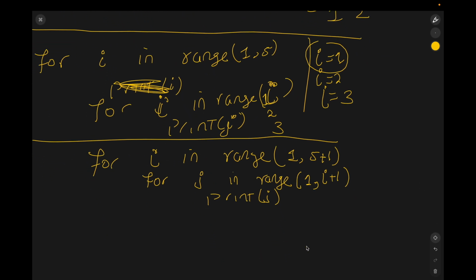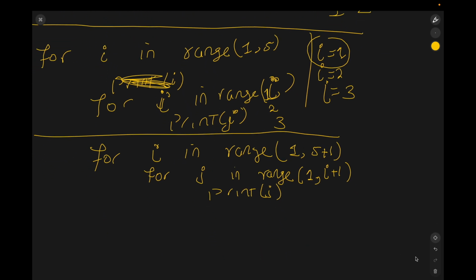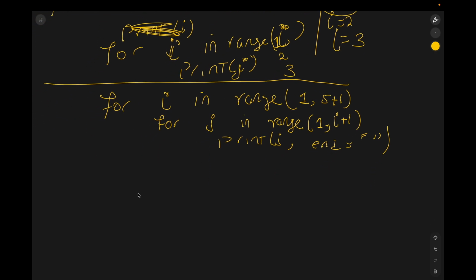So how will we do it? Let's check that here. So here we need one more thing. I will say here comma and end is equal to nothing. Now check here, I will dry run it. Please try to understand.